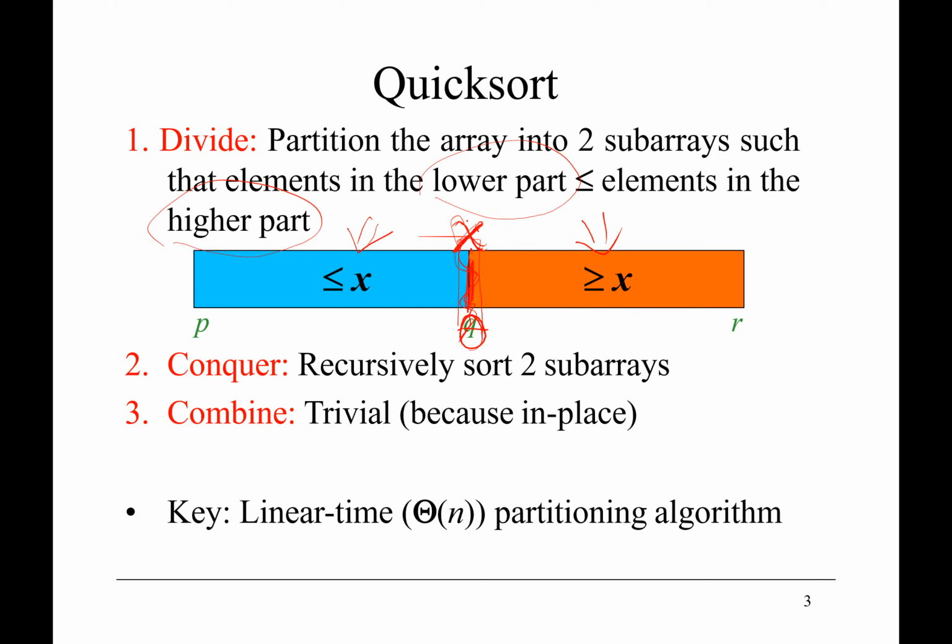Q is the correct position for x. We recursively sort the two sub-arrays, the left part and the right part. In that case, we don't need to combine the results from each part, because every time we are sure that one element stays in the correct position. We don't need to adjust the location of this pivot. And there are two partition algorithms, and both are linear, Theta of n partition algorithms.